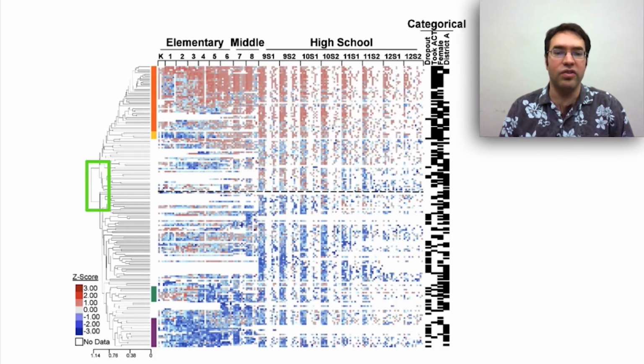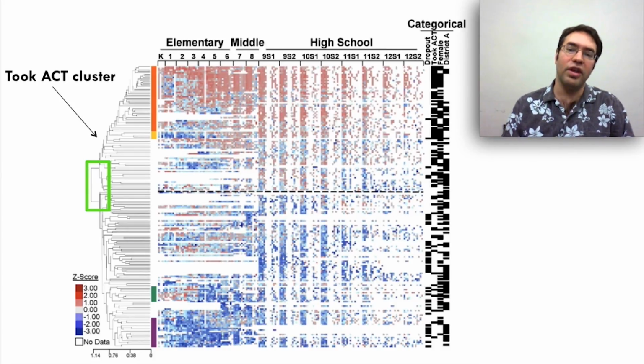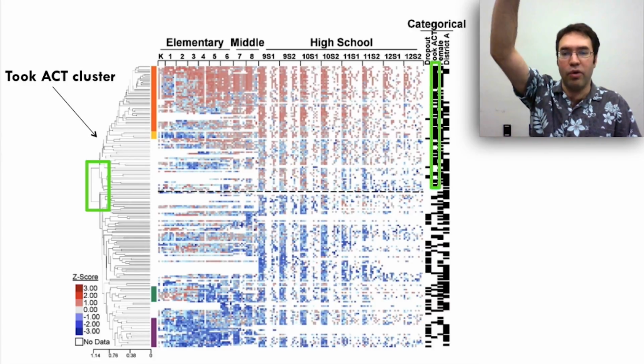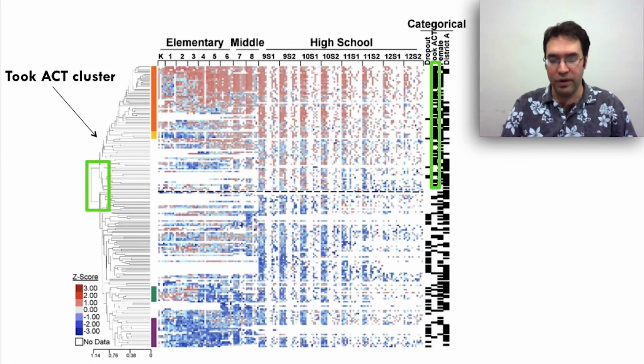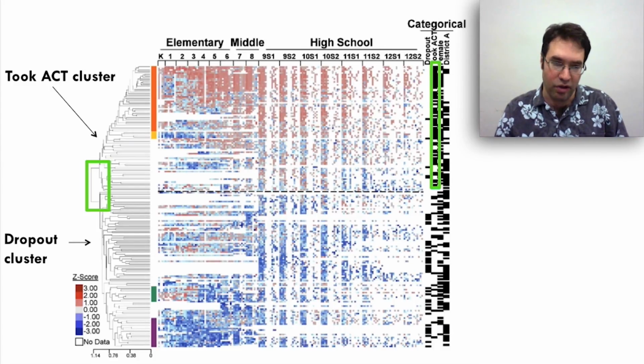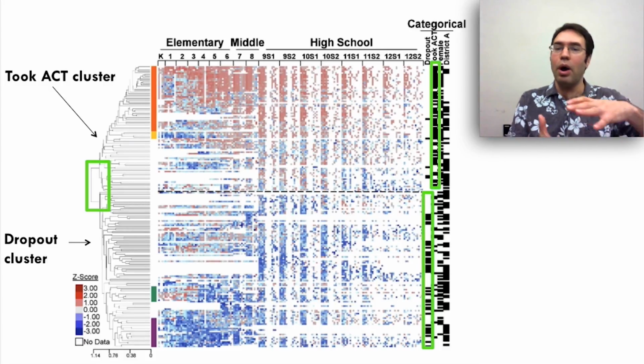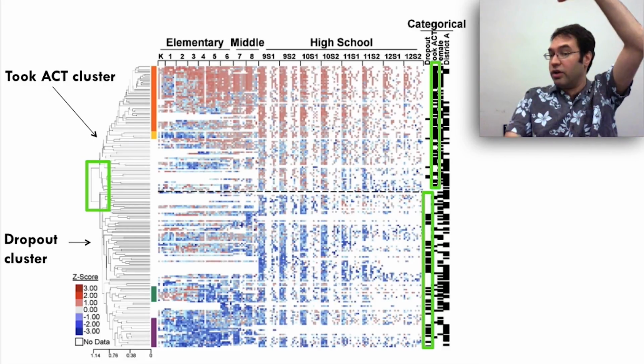Now what's interesting is that the students in the top cluster are the ones more likely to take the ACT college entrance exam, because you can see over to the side that it's mostly solid with students who did that. On the bottom, we have mostly the dropout cluster, which is the students who were much more likely to drop out. So already in the grades, there are two very clear clusters.